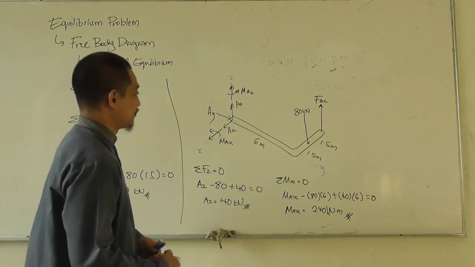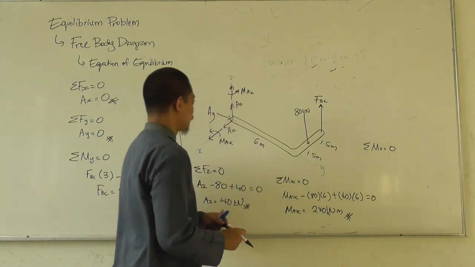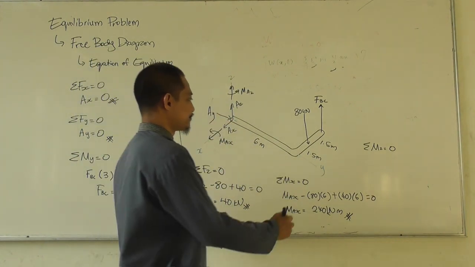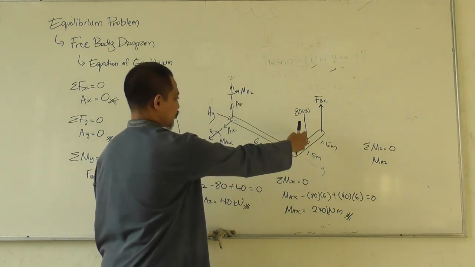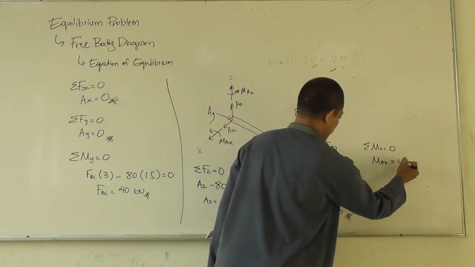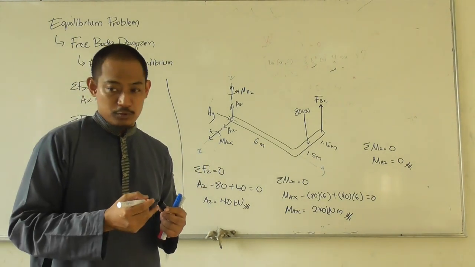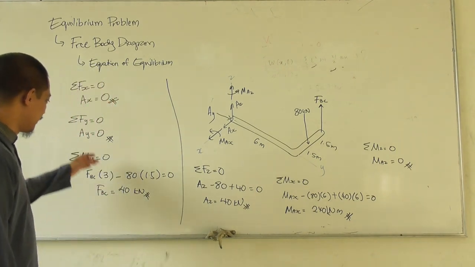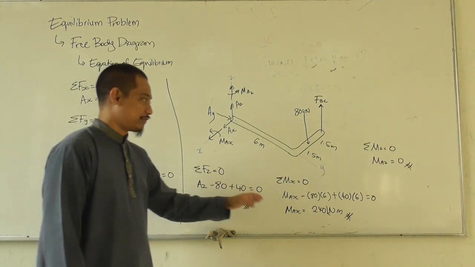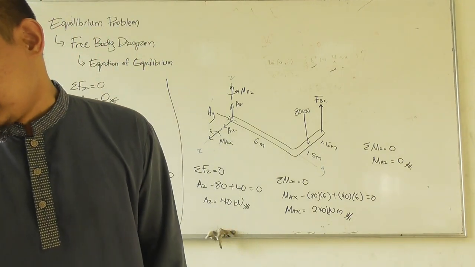Alright, what is left? We have another one, summation of Mz equal to 0. Then what do we have? And Az. Anything else? No rotation about that, no rotation about that. Oh, zero also. Alright, so there you go. You actually have solved this question. And find 1, 2, 3, 4, 5, 6.